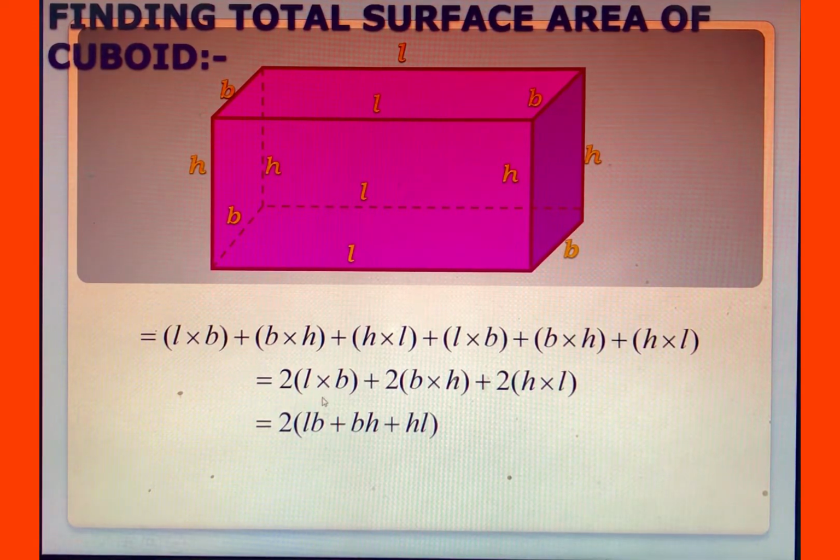So dear, 2 into LB plus 2 into BH plus 2 into HL, that is the total surface area of cuboid, which is 2 under bracket LB plus BH plus HL. And again this is surface area, so the unit of surface area is square units.